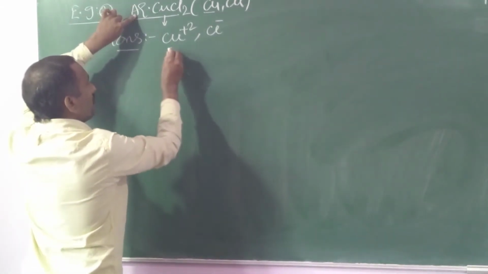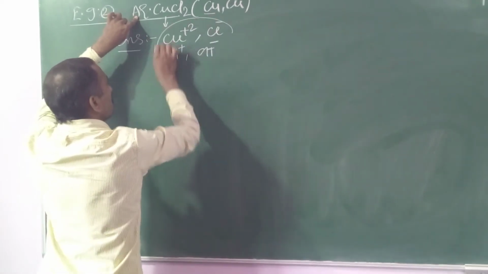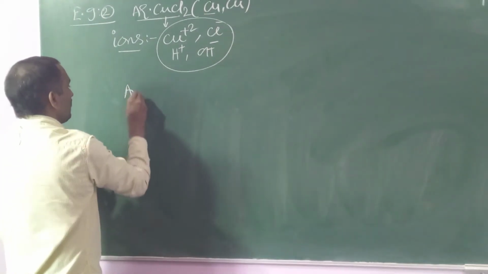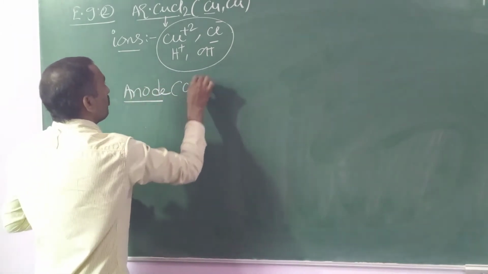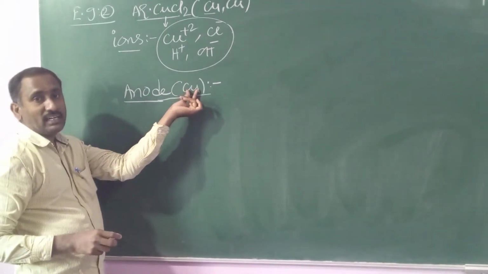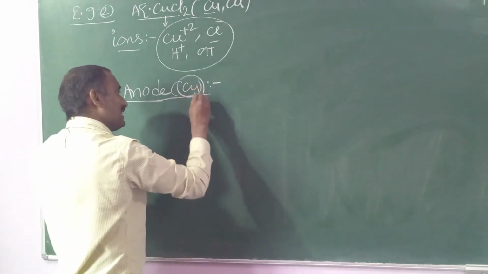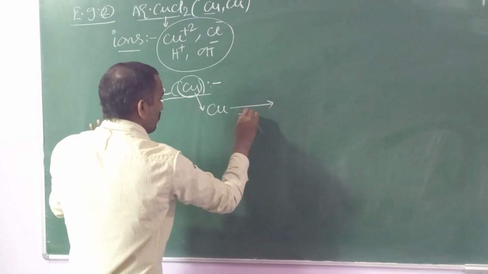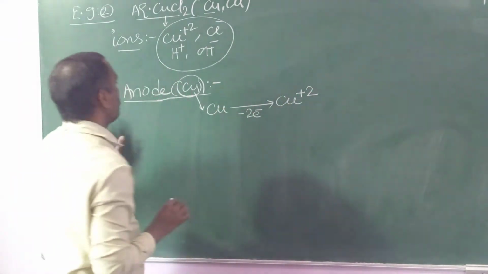Water also undergoes electrolysis, giving H plus and OH minus. So these are the possible ions. After that, they are asking for the anode product and cathode product. Here the anode is copper. You should remember that the anode is an active electrode. Whenever an active electrode is there, the active electrode itself is involved in the reaction. Therefore, at the anode there is always a loss of electrons: 2 electrons are lost, converting into Cu plus 2.